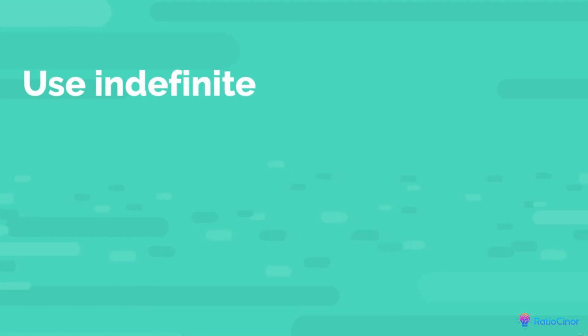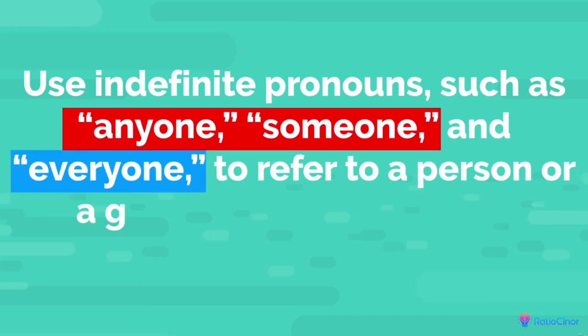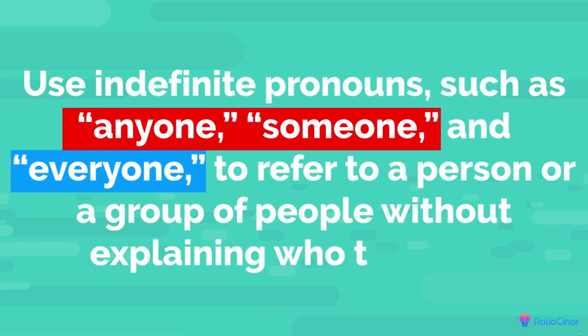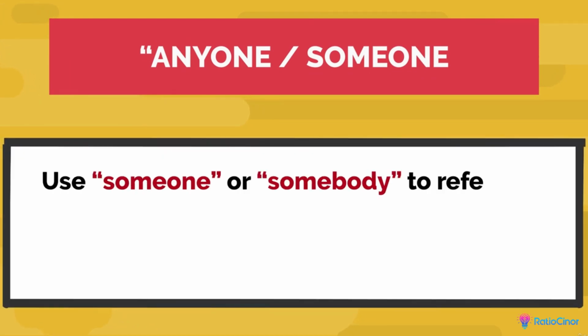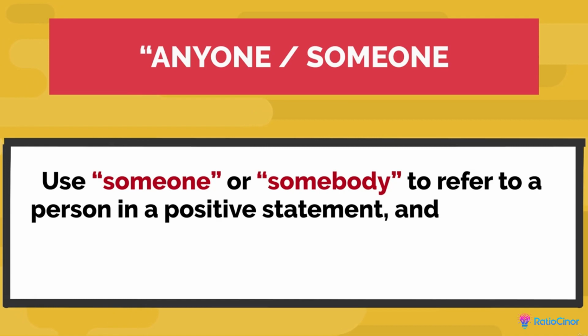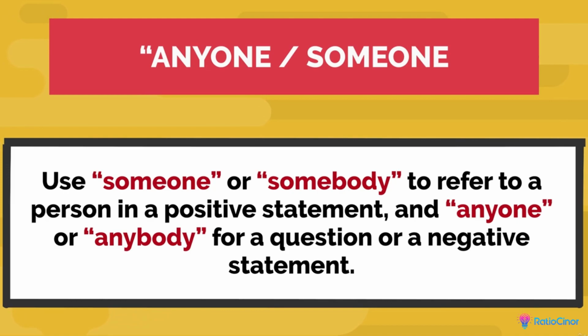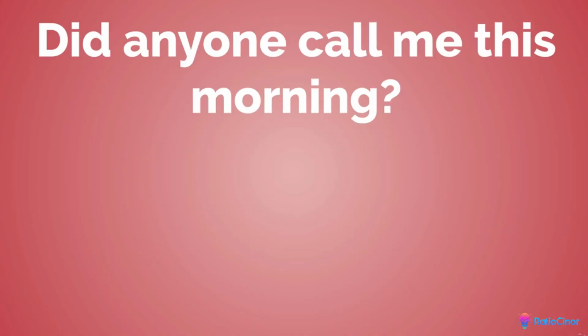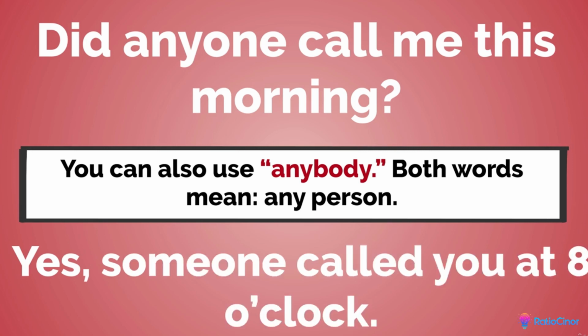Someone. Anyone. Everyone. Use indefinite pronouns such as anyone, someone, and everyone to refer to a person or a group of people without explaining who they are. Anyone, someone. Use someone or somebody to refer to a person in a positive statement, and anyone or anybody for a question or a negative statement. Did anyone call me this morning? You can also use anybody. Both words mean any person. Yes, someone called you at 8 o'clock.